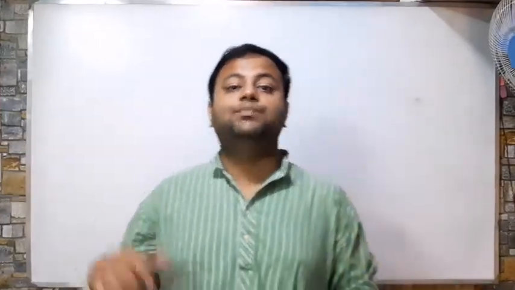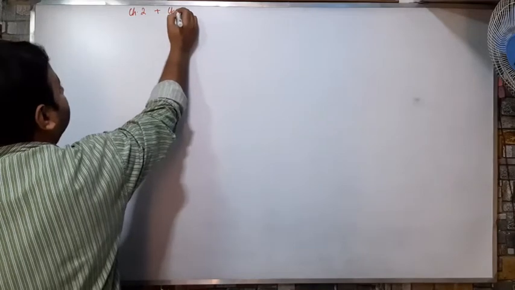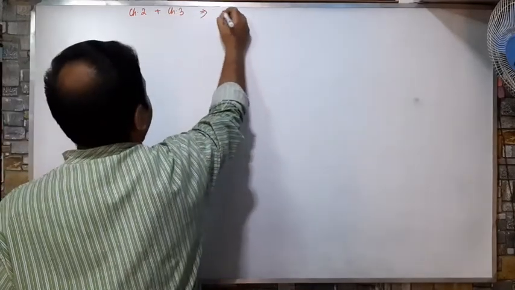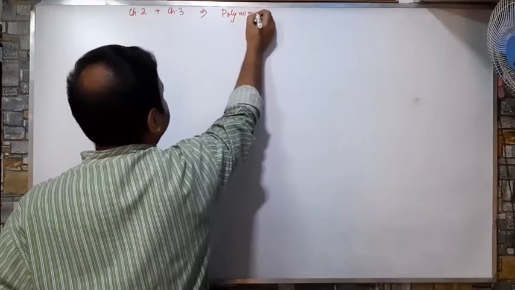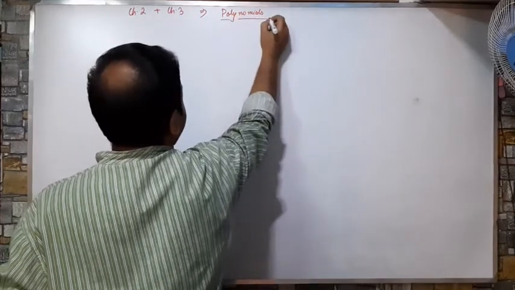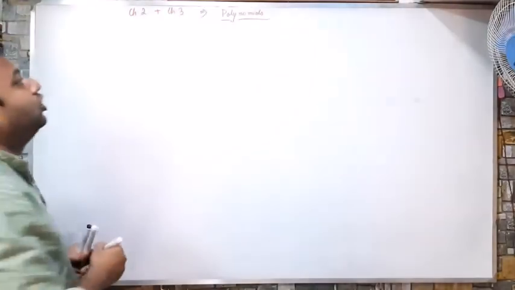I am going to discuss both the chapters today, that is chapter number 2 and chapter number 3, combined as polynomials. Okay, now the first topic, what is a polynomial?